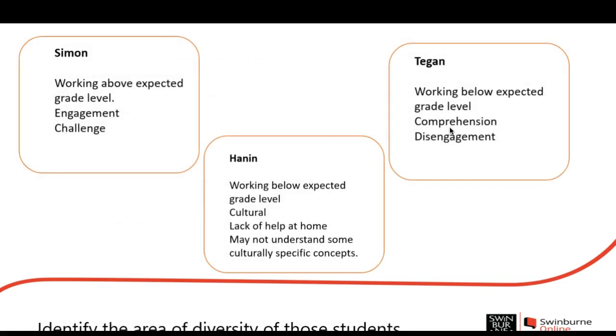We need to identify the area of diversity for those students. Each of those three students has different needs. Now we don't need to do all three. I have all three on my slides because obviously I want to pass on information to you guys, but you will only need to focus on two. So you might focus on Simon and Hanin, or Simon and Tegan, Hanin and Tegan, just two of them. Just remember that I'm always going to talk about all three of them, but you only need to focus on two.